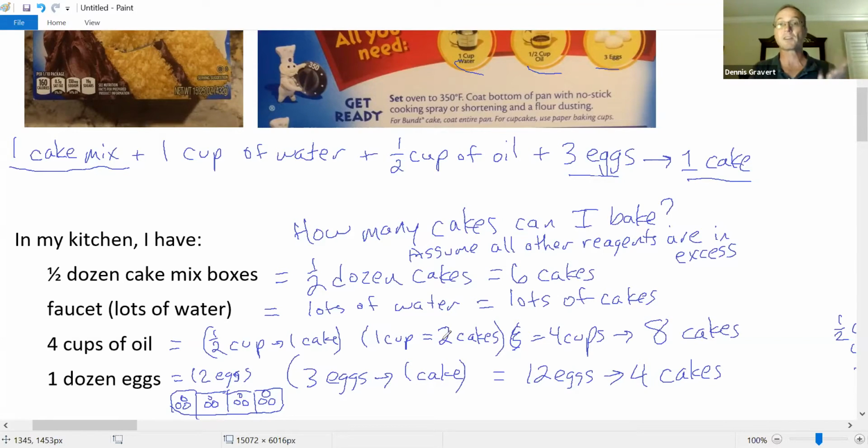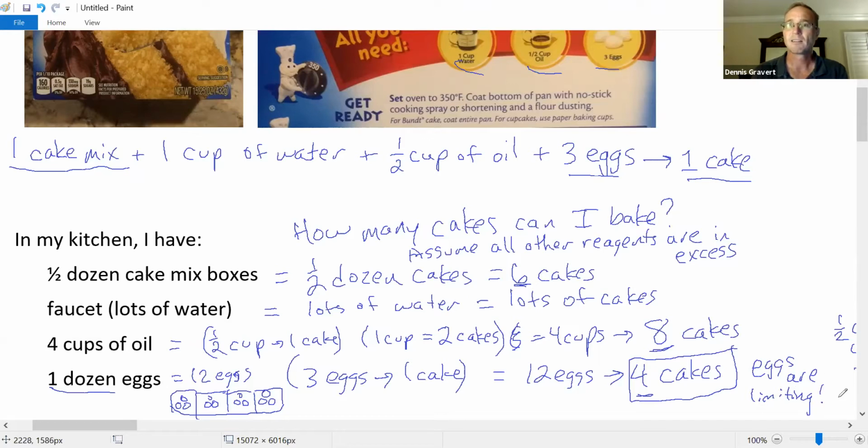And now we have enough information to figure out the problem. If I have in my kitchen half a dozen cake mix boxes, they can make 6 cakes. Water doesn't limit it. 4 cups of oil can make 8 cakes, but a dozen eggs can only make 4 cakes based on this recipe. So the maximum number of cakes I can take to my volunteer activity is 4, unless I run out to the store and buy more eggs. The eggs are going to run out first. Eggs are limiting the number of cakes I can make. Or you say eggs are the limiting reagent.